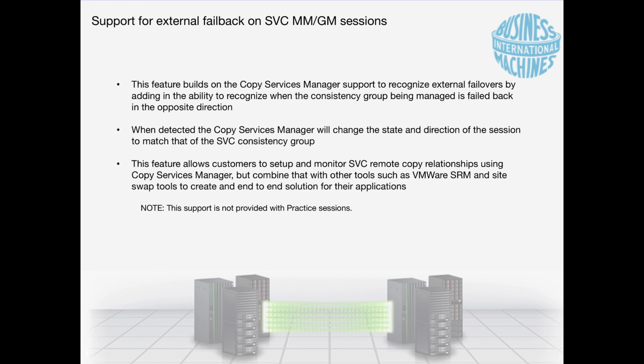Examples of when you might use this is integrating CSM, where you can create the setup and the consistency group, monitor the relationships, all that stuff, but use another tool like VMware SRM to handle some of the automation of your applications during the actual site switch. VMware SRM will be tied to those consistency groups and do that failover and failback. Now Copy Services Manager will see those changes and react accordingly so that the two stay in sync.